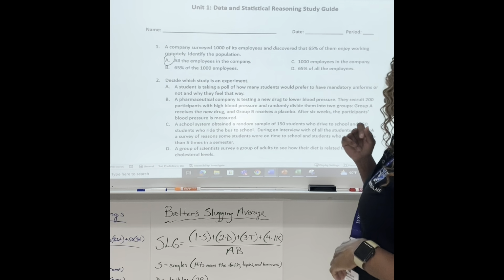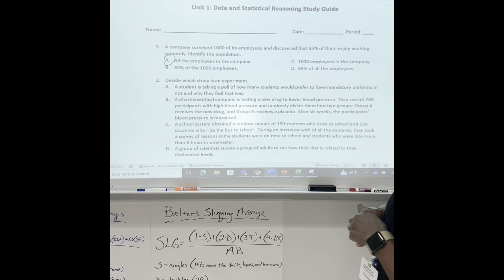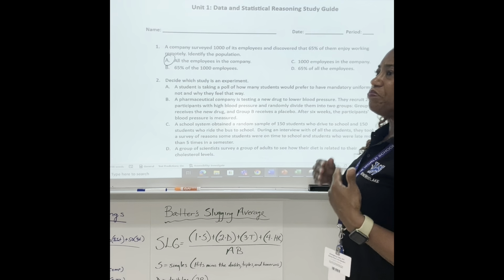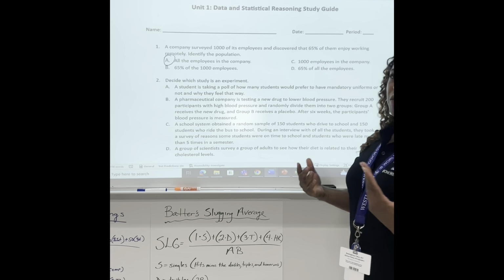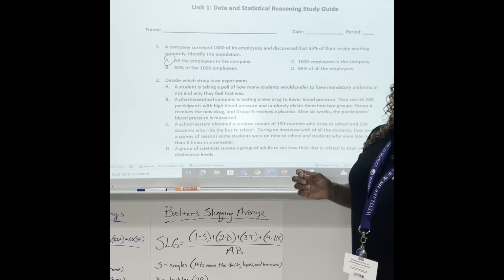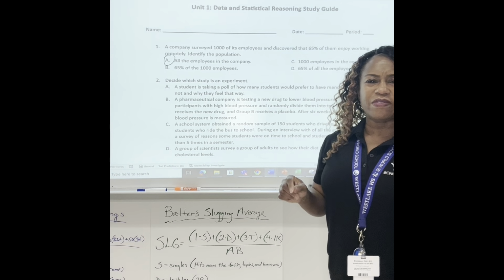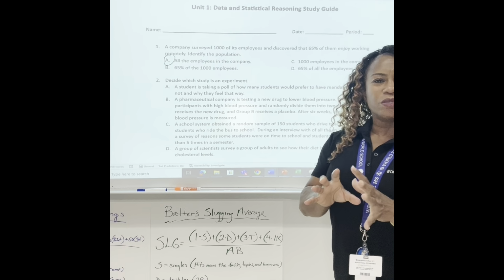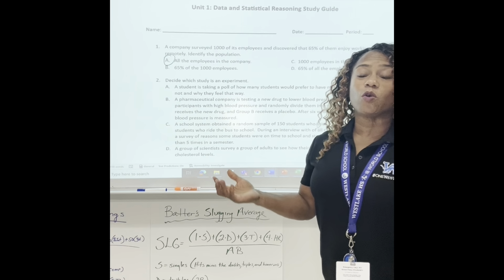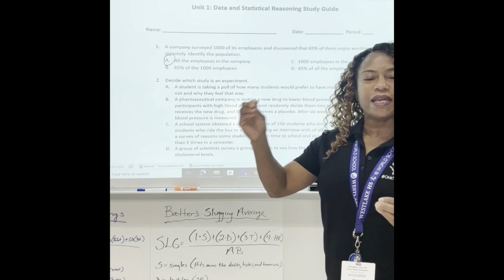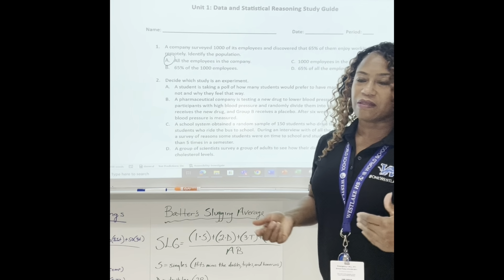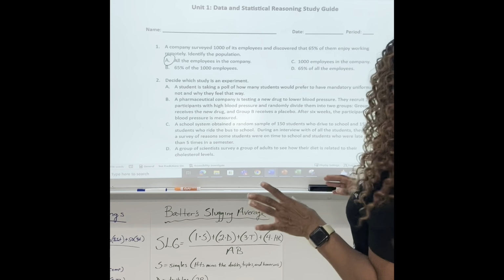So A, we've got a student taking a poll of how many students would prefer to have mandatory uniforms or not, and why they feel that way. Okay, so I see here there's a poll, trying to find out some information about the students. I don't see necessarily independent and dependent variables that we can actually do some things with, that we can manipulate or try to have them fit into one mode or another. So I wouldn't go with choice A.